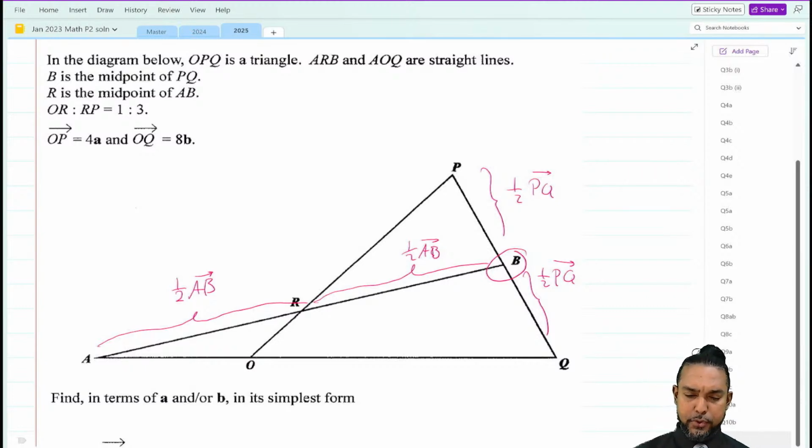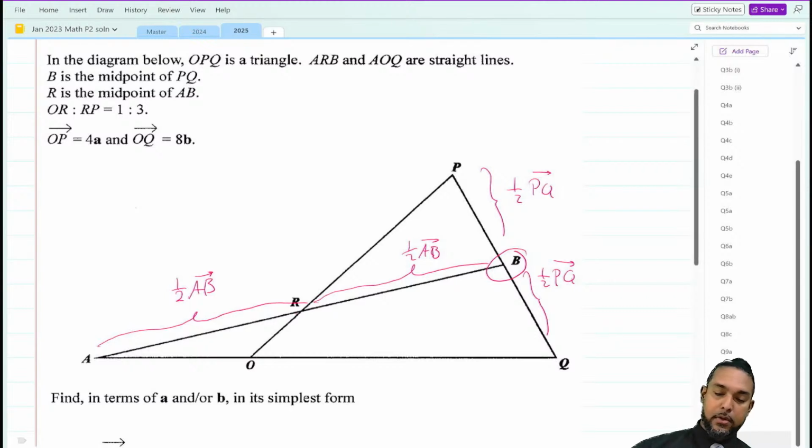Okay, right. So we have that. And then this piece here, OR to RP is 1 to 3. OR to RP is a 1 to 3 ratio. Now, when you have a ratio, what do we do with the numbers? You add them. So 1 plus 3 is equal to 4, and then we put each of these numbers over that total.